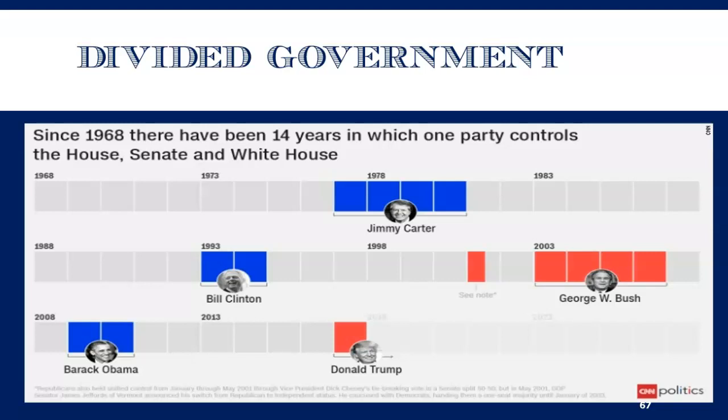But since 1968, there have only been 14 years where that's happened. In all those years, only 14 of those years did one party control all 3 facets of the government: the House, the Senate, and the president.